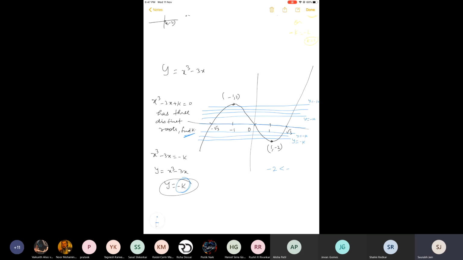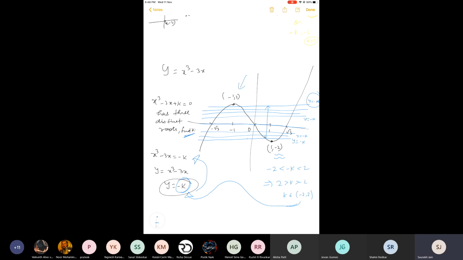See, no problem at all. Minus k will vary from minus 2 to 2. Why? This minus 2 is a y coordinate, this 2 is a y coordinate, and minus k is also a y coordinate. So when we draw lines from here to here in this zone, k will be varying. k will be in an interval from minus 2 to 2. And based on that, for the value of k, you multiply by minus 1 and an interval will come. Whenever you take a value of k from this interval and put it here, and then solve this equation, you will get three distinct roots.